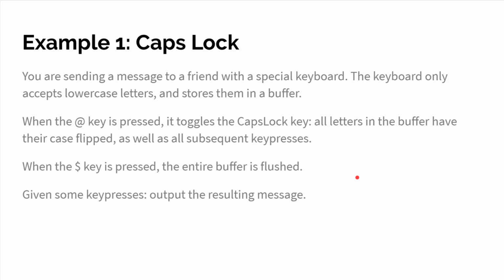Example 1, CapsLock. You are sending a message to a friend with a special keyboard. The keyboard only accepts lowercase letters and stores them in a buffer. When the @ key is pressed, it toggles the caps lock key. All letters in the buffer have their case flipped, as well as all subsequent key presses. You can sort of think like turning the caps lock key on or off. If it's on, then everything is capitalized. If it's off, everything is lowercase.